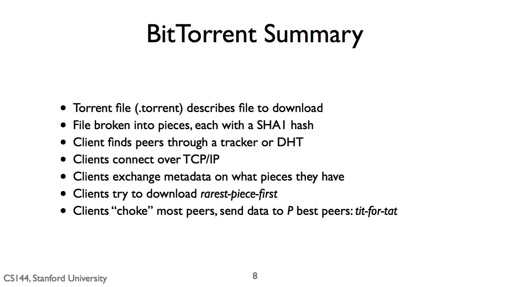Clients upload data only to their top p downloaders, so most of the peers are choked and receive no data, and the client gives data to those who give you data using a tit-for-tat algorithm. To discover potentially good new peers, the client also randomly unchokes a peer periodically.